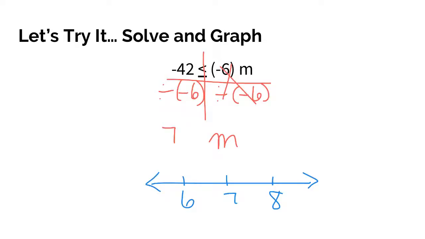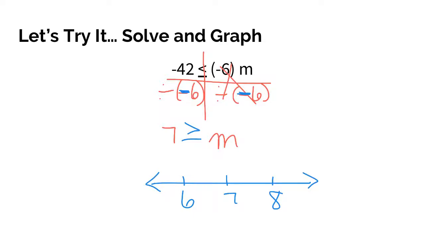In order to solve this equation, I have to divide both sides by -6. That leaves m on the right and 7 on the left. But notice, this is a -6. Because of that, I have to switch my sign. So that means 7 is greater than or equal to all of my solution set.